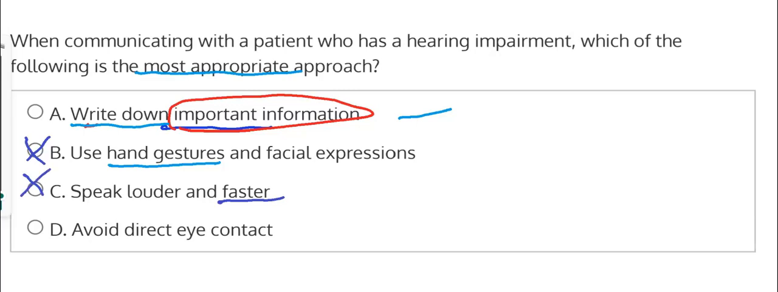And then option D says avoid direct eye contact, but you actually would want to maintain eye contact when you're communicating. So out of all these choices, it's looking like option A would be the most appropriate choice, which is what the question's asking, the most appropriate approach in this scenario.